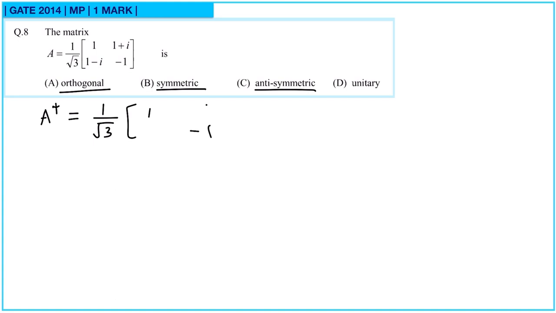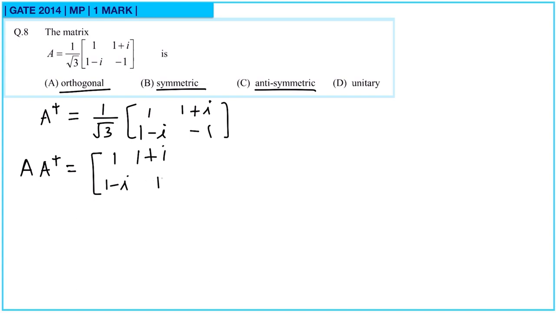So the diagonal elements will be same. So here we will have 1 minus I, and minus I will become plus I. So 1 plus I here and here 1 plus I, and it will be minus I. So now A into A Hermitian. This has to be identity matrix, then it will be unitary. So let us check. We have 1 plus I, 1 minus I, minus 1 into 1 plus I, 1 minus I, minus 1, into we have 1 by root 3 into 1 by root 3. So that is 1 by 3.